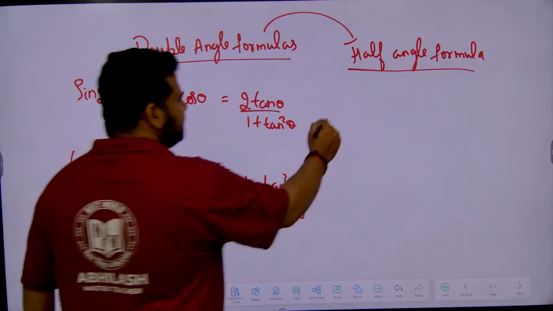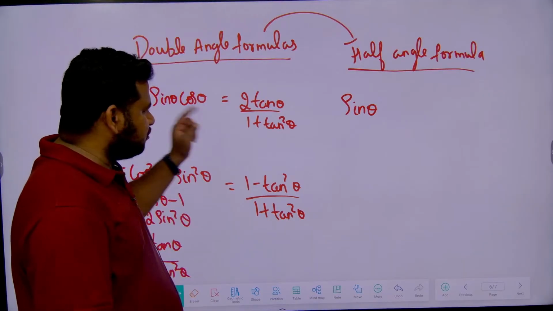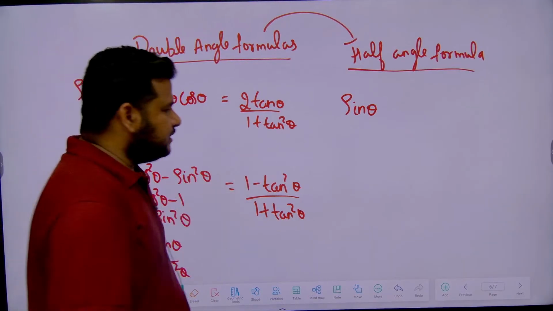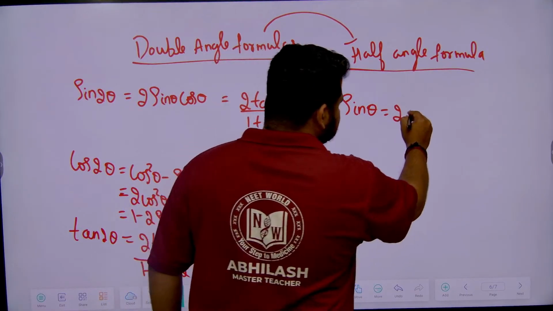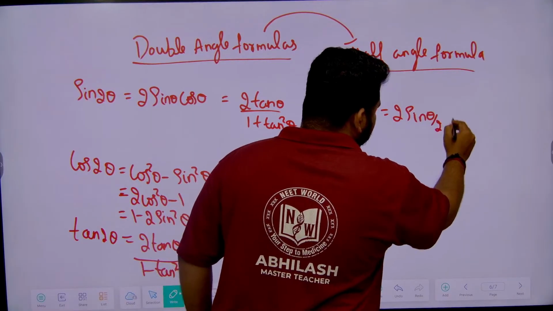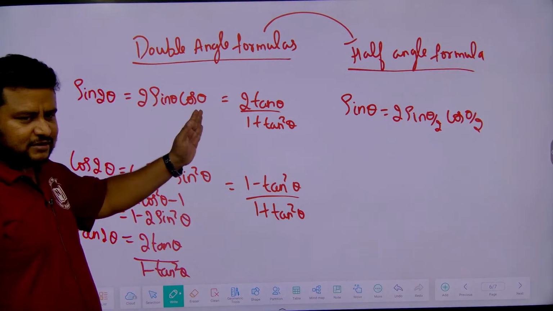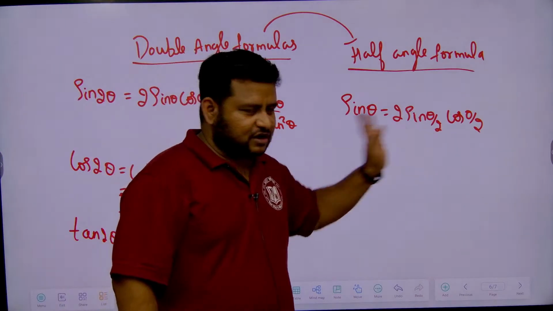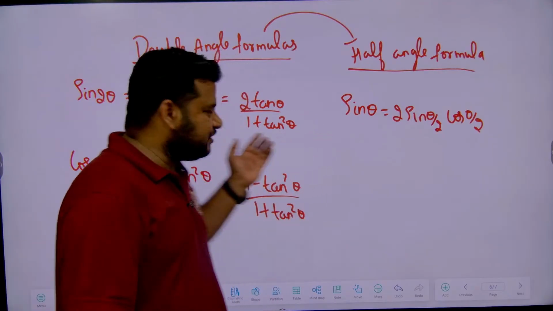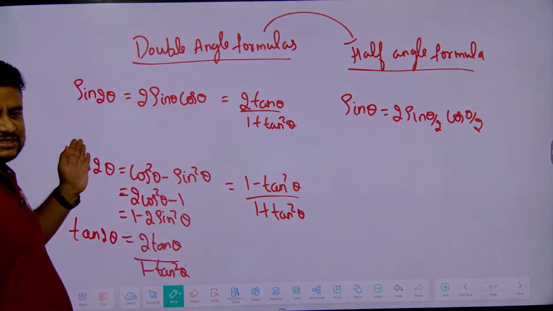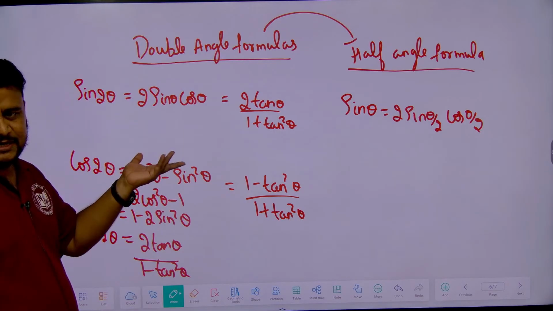So if I write only sin theta, it is in the form of sin 2 theta only. Instead of sin 2 theta we have sin theta. Here 2 becomes 1, and 1 becomes half. So you will write it as 2 sin theta by 2 cos theta by 2. Understand one thing: if 2 is there it becomes 1, if 1 is there it becomes half. If you have 4, you will get 2; if you have 6, you will get 3; if you have 3, you will get 3 by 2.